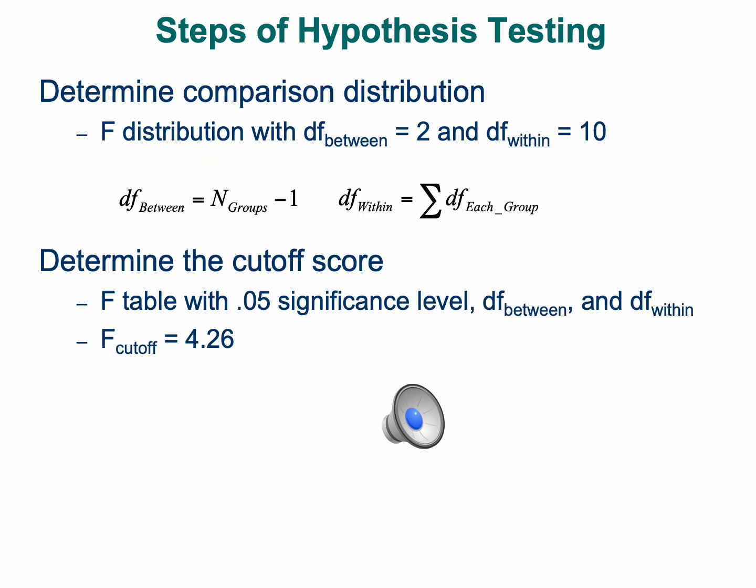Okay, the next step is to determine the comparison distribution. Now, as you might imagine, after all this preamble, our comparison distribution is going to be an F distribution with degrees of freedom between equal to 2, because we have 3 groups. So degrees of freedom between are going to be the number of groups minus 1. And the degrees of freedom within are going to be the sum of the degrees of freedom for each group. And we'll calculate that in a second with a spreadsheet. But basically it's going to be size minus 1 for each group, and then those added together.